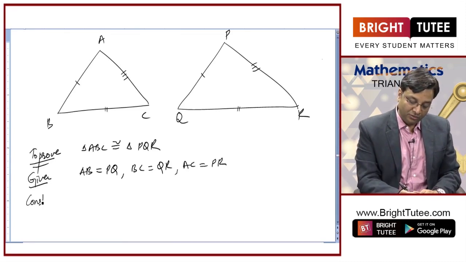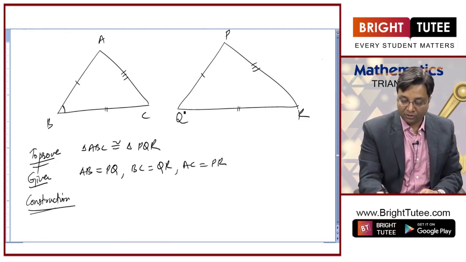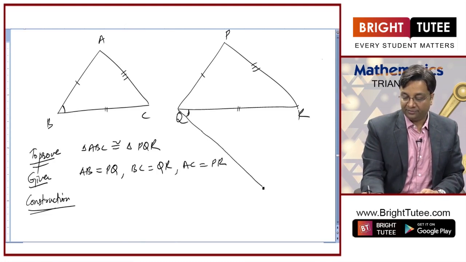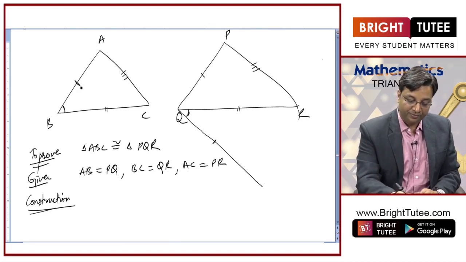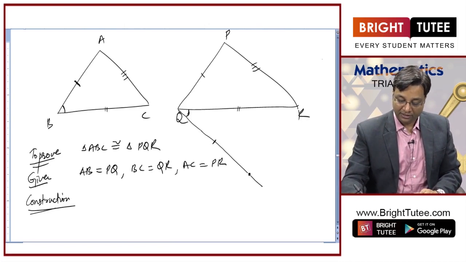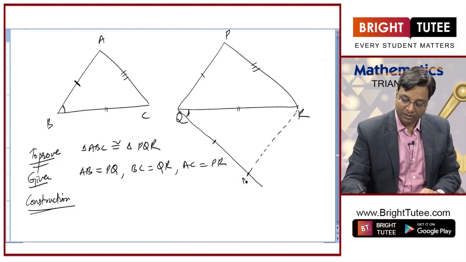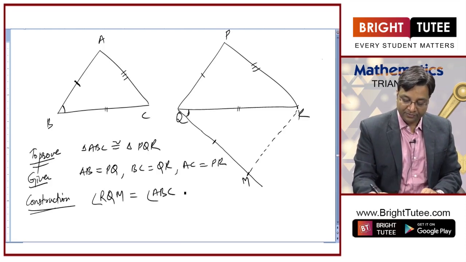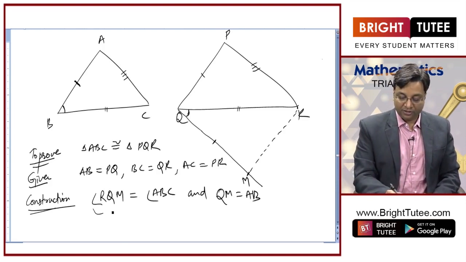And I want you to do a construction here. Whatever this angle B is, I want you to draw the same angle here, and extend this side. You will extend this side in such a way that it is equal to AB. So let us say this much portion is equal to AB, and I join this point with R. Let us say this point is M. So I have taken angle RQM equal to angle ABC and QM equal to AB. This is what I have constructed.